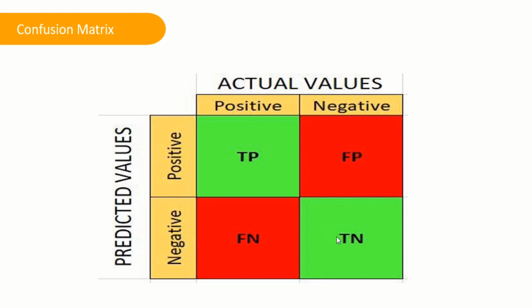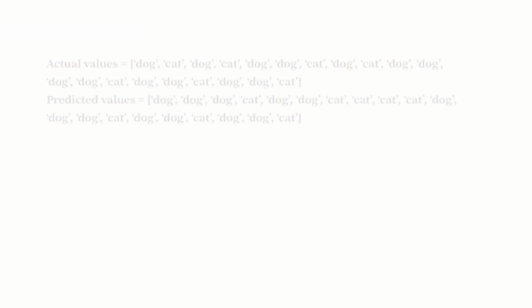Whenever we want to find the accuracy of the good predictions, meaning correct predictions, it is true positive and true negative. That means we have predicted positive and it is also positive, and we have predicted negative and in actual also it is negative. So in the confusion matrix, we will be dealing with accuracy, precision, recall and F1 score. Let's understand them with an example.